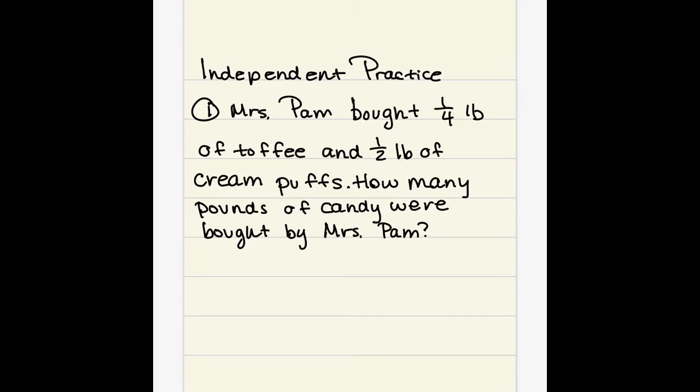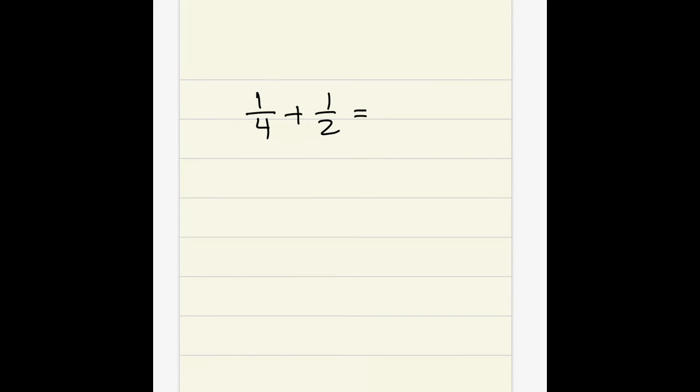Miss Pam bought 1/4 pound of toffee and 1/2 pound of cream puffs. How many pounds of candy were bought by Miss Pam? So she bought 1/4 pound of toffee and 1/2 pound of cream puffs. So that's 1/4 plus 1/2. All right. Now, 1/4 plus 1/2, we need to find, of course, a common denominator.